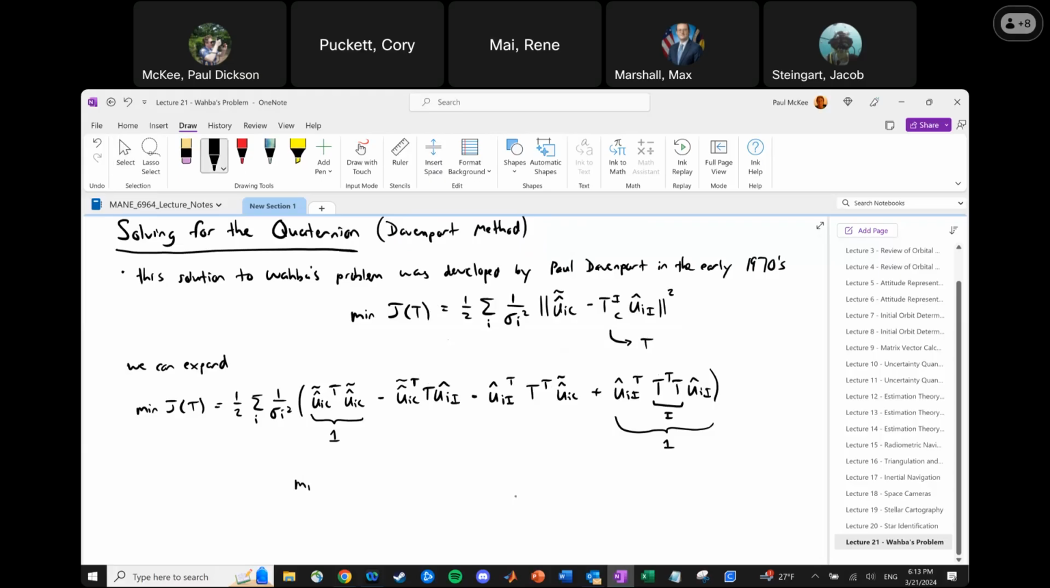The min of J of T is equal to 1/2 the sum over all I, 1 over sigma I squared, 2 minus 2 U_I transpose T U_I, and then they should get a squiggle. Okay, so these two terms are the same thing except transposed. And because it is boiling down to a scalar, we can switch the order. There's not going to be any problem there.